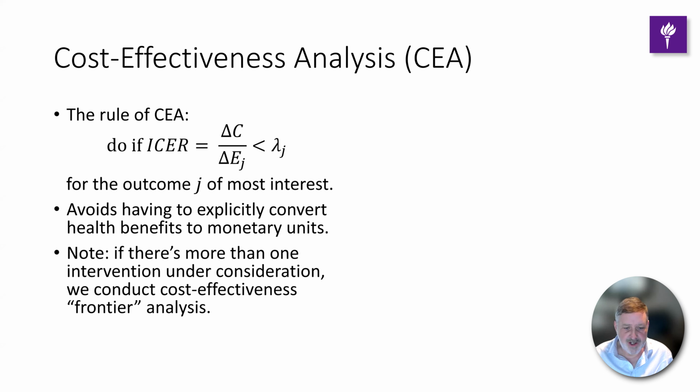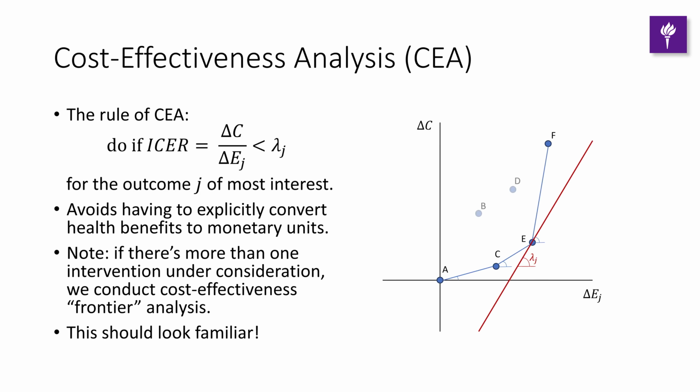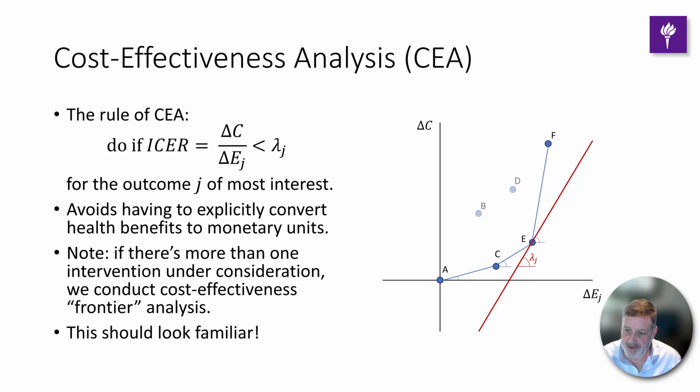If there's more than one intervention under consideration, we conduct a cost effectiveness frontier analysis. And that word frontier is quoted because it should look familiar. The incremental cost effectiveness analysis frontier does something very similar to what we do with DAIVE, and in fact is an almost equivalent approach where we define things a little bit differently with DAIVE, but we borrow the same basic idea. Here, there's a single outcome, and we compare it to a particular slope, lambda J, the willingness to pay per improvement in single outcome delta EJ. And in this case, we find the point on the value efficiency frontier.